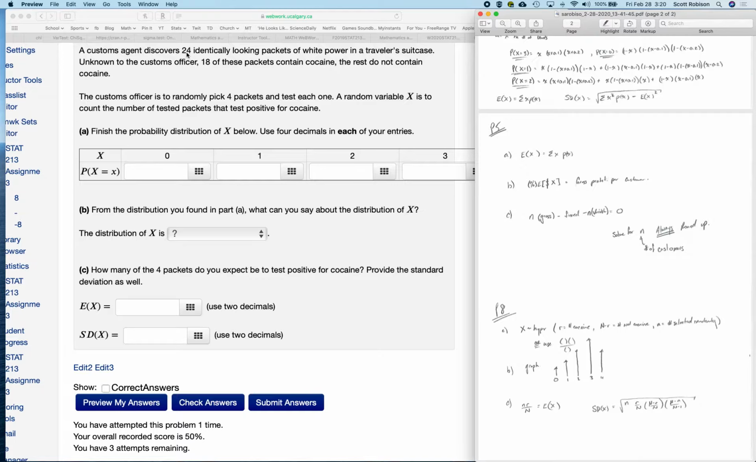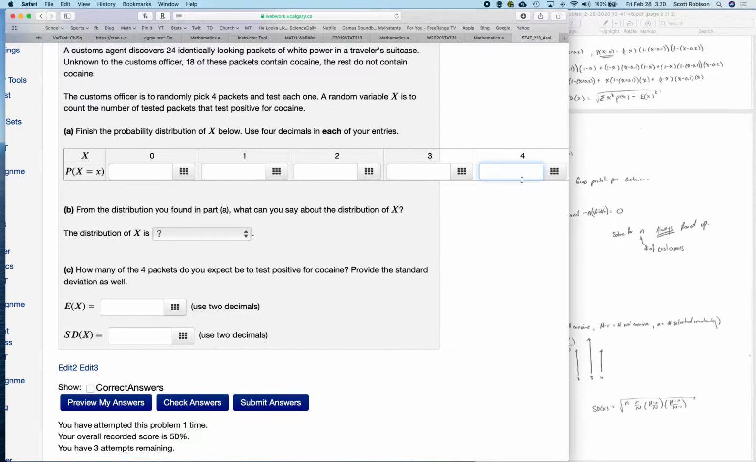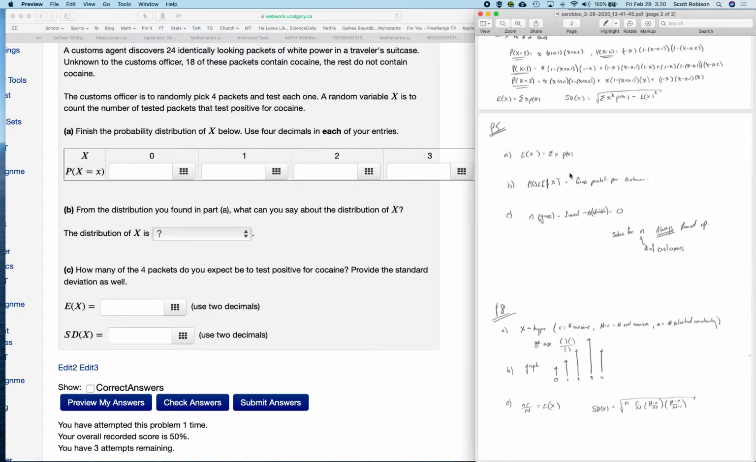I don't know, whatever they are. Okay, so here the customs officer is going to take 4 out of the 24 packets and test them for cocaine. So let X be the number of packages that actually contain cocaine. Then the options are either 0 of them, 1, 2, 3, or in fact possibly all 4 of the packages could be cocaine. There are 2 ways to do this problem.